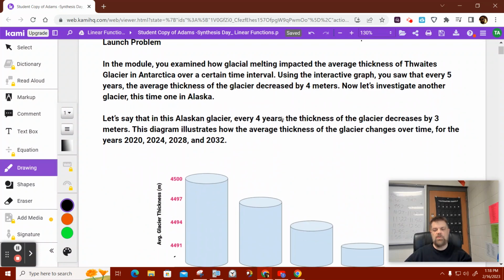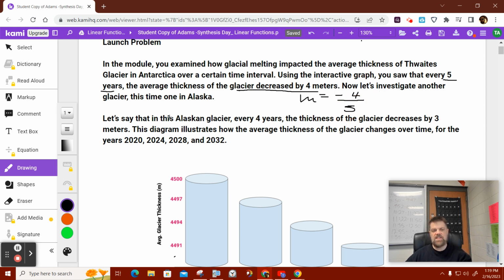So in this module, you examined how glacier melting impacted the average thickness of a glacier in Antarctica over a certain time interval. Using the interactive graph in the VR module, you saw that every 5 years, the average thickness of the glacier decreased by 4. That meant that it had a slope, so I'm going to write this down. That meant that it had a slope of -4 over 5, right? That's what we did on our VR thing.